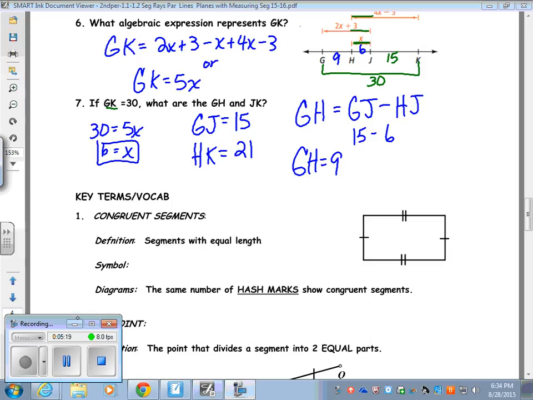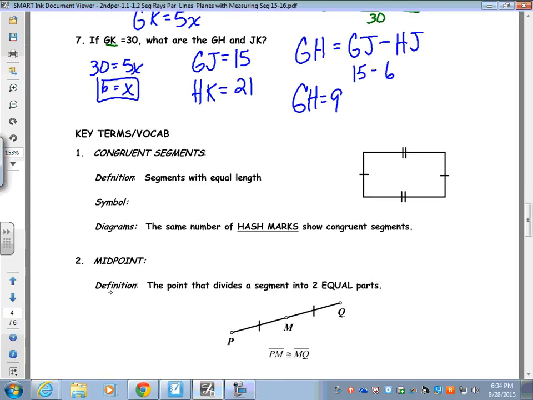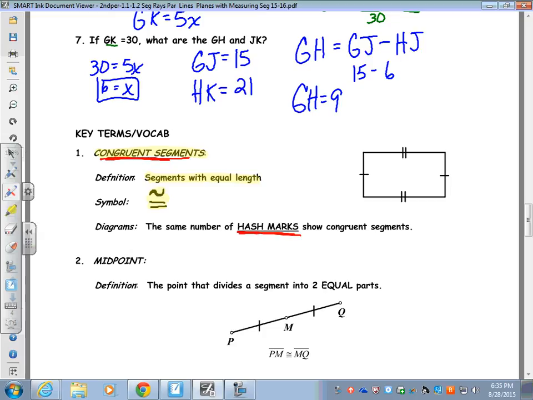Now, some terms that you need to be familiar with and some markings we need to talk about. Make sure you have a good understanding of congruent segments, segments that are equal. We have a symbol to show that, and basically it's an equal sign with a little sideways S on top. I think you probably have seen that before. If I want to show congruent, then I have to see hash marks on the figure, okay? And they have to be the same number of hash marks.